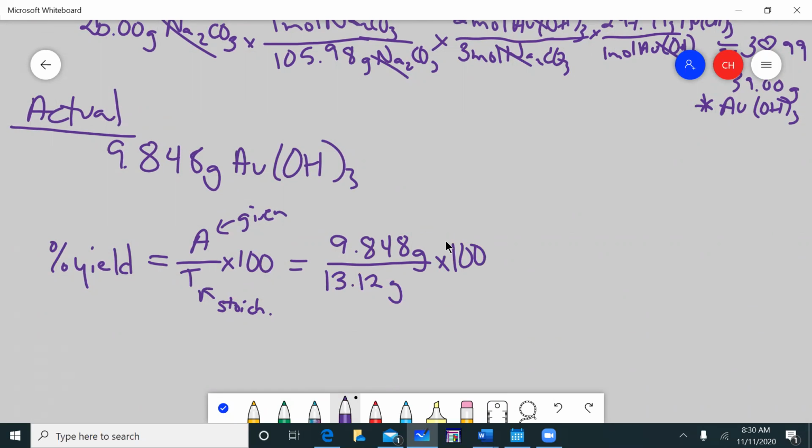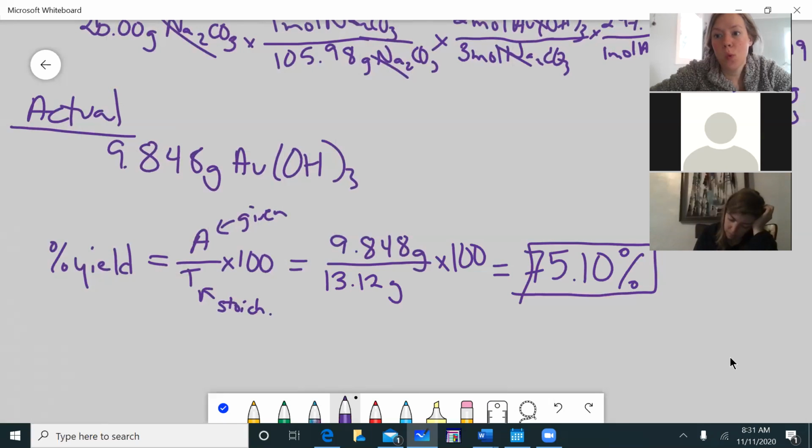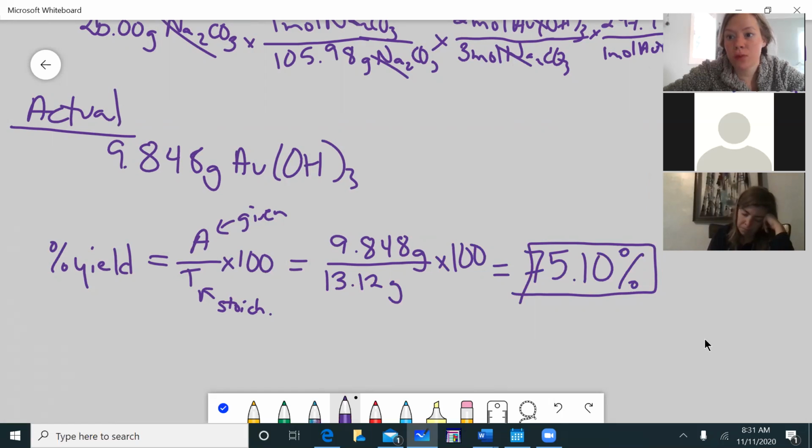So 9.848 divided by 13.12. And we get 75. And I'm gonna go with 4 sig figs. So 75.10%. Questions on percent yield, actual over theoretical? Pretty easy. That's kind of refreshing after the previous section.